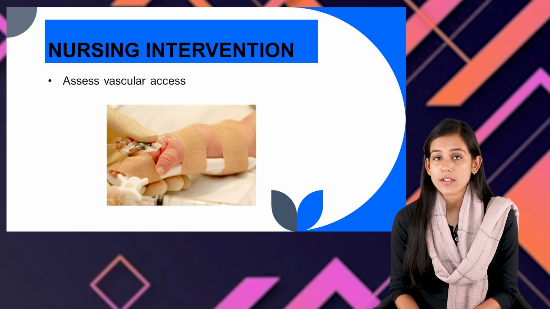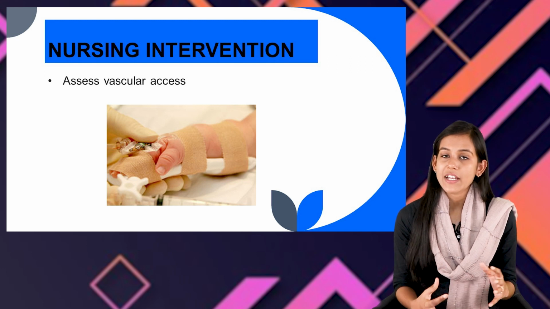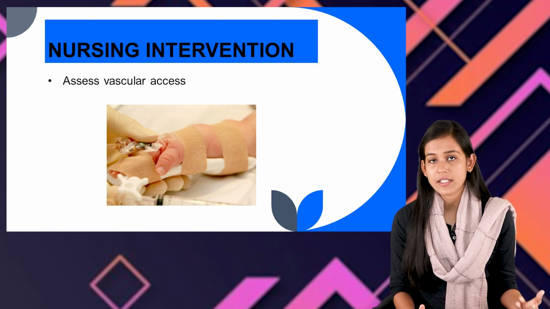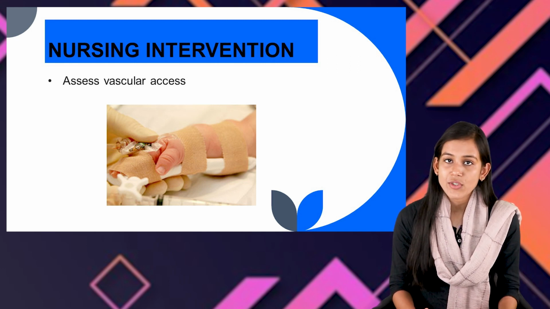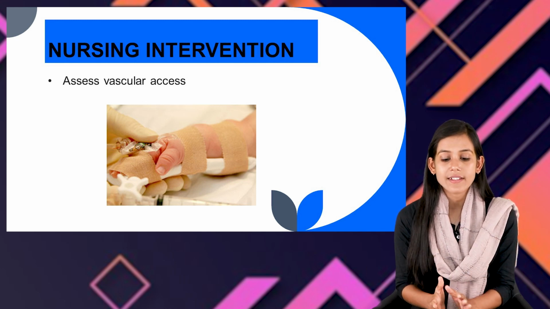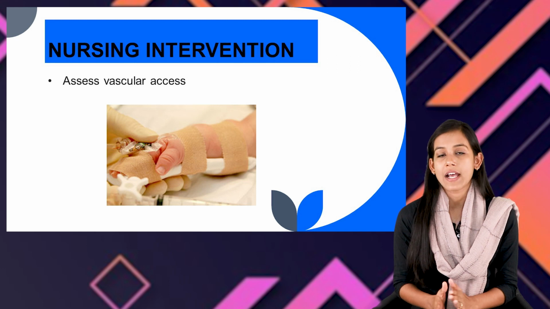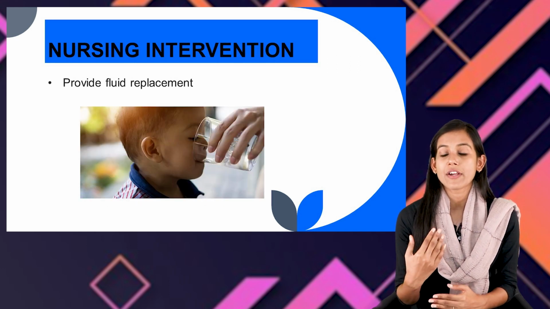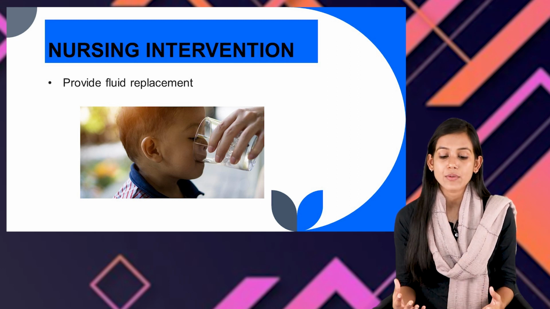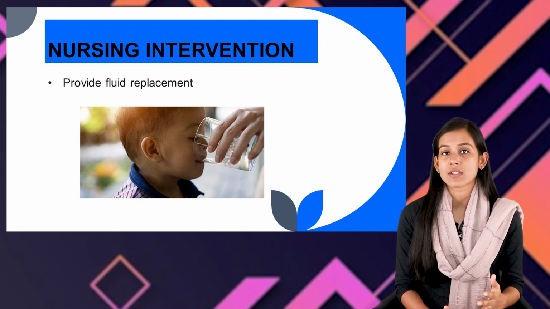Next, we have to maintain their vascular access. So this is very important because fluid management is very important, right? So we have to provide a continuous fluid replacement therapy, because the child might go into dehydration, so we don't want that. And to avoid that, we have to maintain this vascular access, right? So definitely we have to maintain the patency of vascular access, because we have to provide fluid administration, and also we have to give blood replacement, right? So for that, this is very important. So we have to maintain the vascular access.